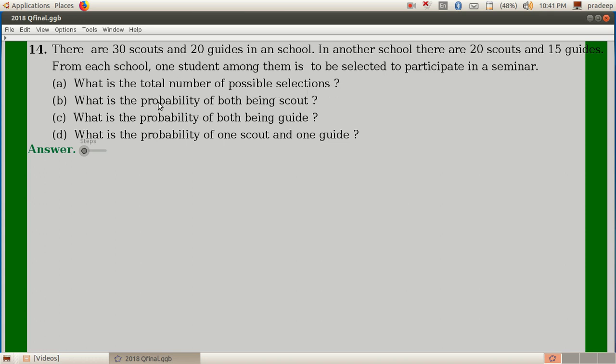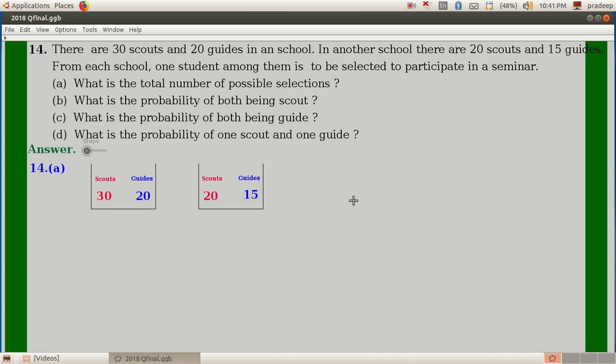What is the probability of both being scout? What is the probability of both being guide? What is the probability of one scout and one guide? These are the sub-questions. Here, let us represent these two schools like this. In the first school, there are 30 scouts and 20 guides. In the second school, there are 20 scouts and 15 guides.